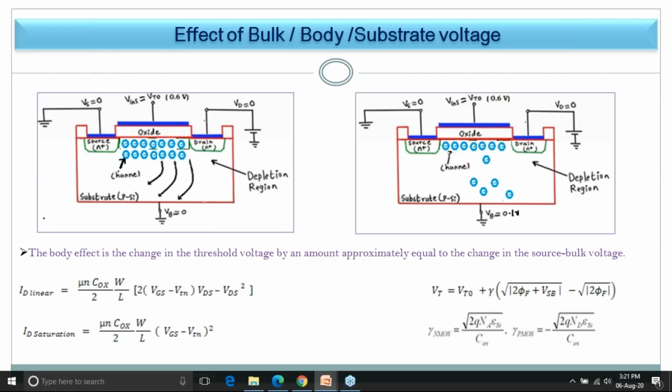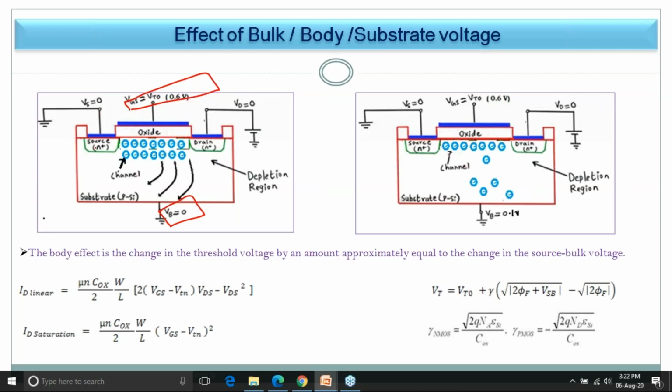This I have already told you or shown you in the channel length modulation. Now consider that Vs is grounded and Vd is also grounded. Now what voltage have you given? You have given voltage Vgs equal to Vt0, which is equal to 0.6. At the start, also in the last lecture, I told you about VT0. What is VT0? It is a threshold voltage considering body is grounded. So here I have considered body is grounded, and that's why it is mentioned as VT0, and it is 0.6. Here this is 0 volt and this is 0 volt.